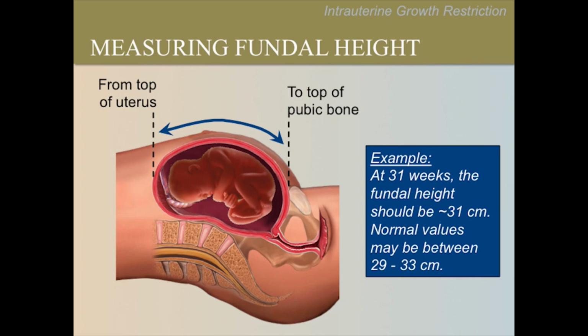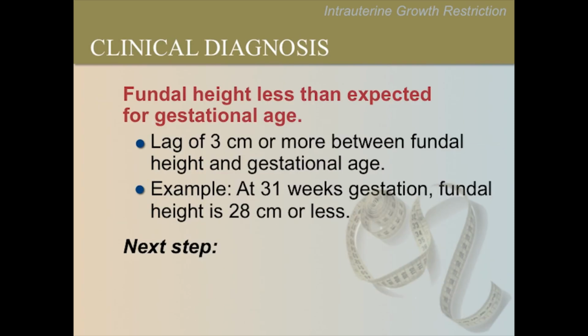Measuring fundal height accurately requires practice, and if you do not have a lot of experience, ask another provider with more experience to confirm your measurements. IUGR might be present if the fundal height lags the gestational age by 3 centimeters or more. For example, if the gestational age established by an early ultrasound is 31 weeks, IUGR might be present if the fundal height is 28 centimeters or less.